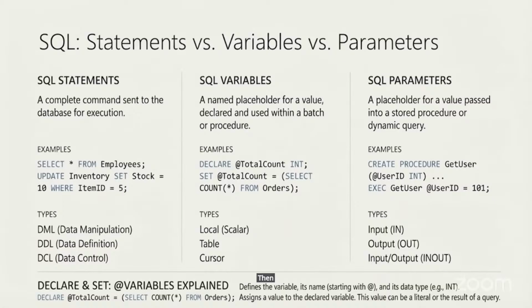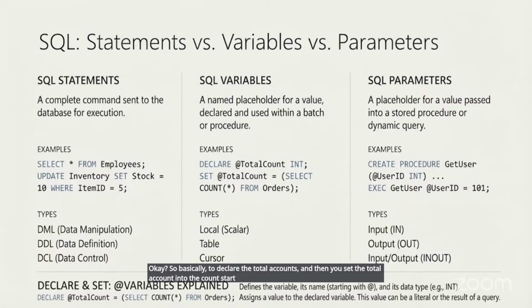Then you say set, okay, this variable, and then follow, because it's looking for an integer. So in this case, this select value is returning a count, which is the integer. Okay, so basically you declare the total count and then you set the total count to the count star from the select value. Okay, so it's in two separate forms.